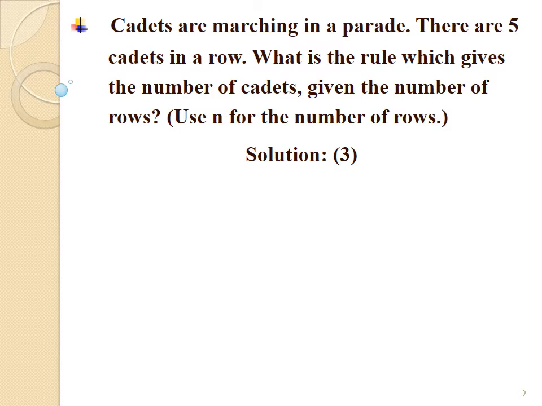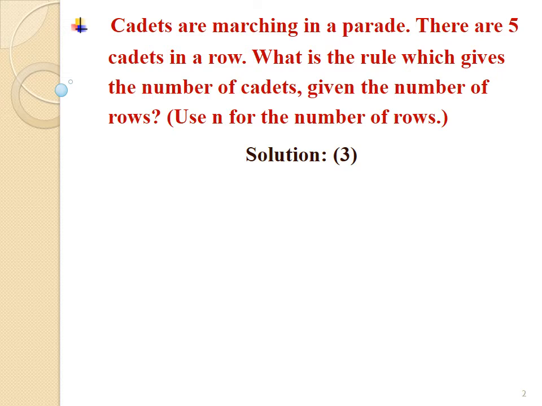Exercise 11.1, sum number 3. Cadets are marching in a parade. There are 5 cadets in a row. What is the rule which gives the number of cadets given the number of rows? Use N for the number of rows.